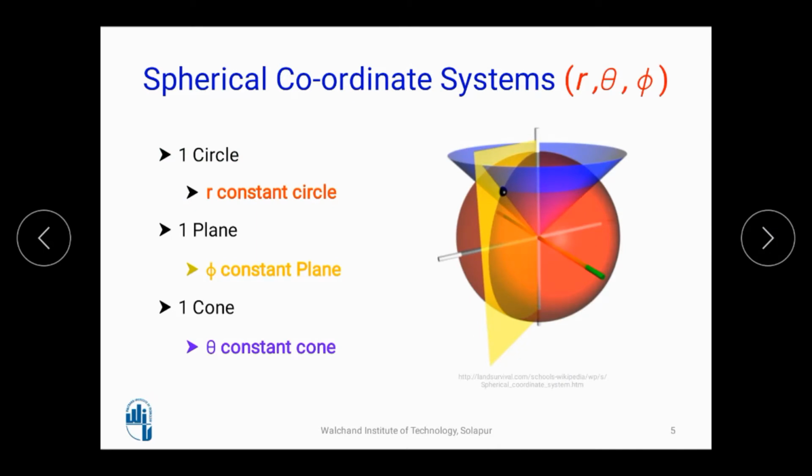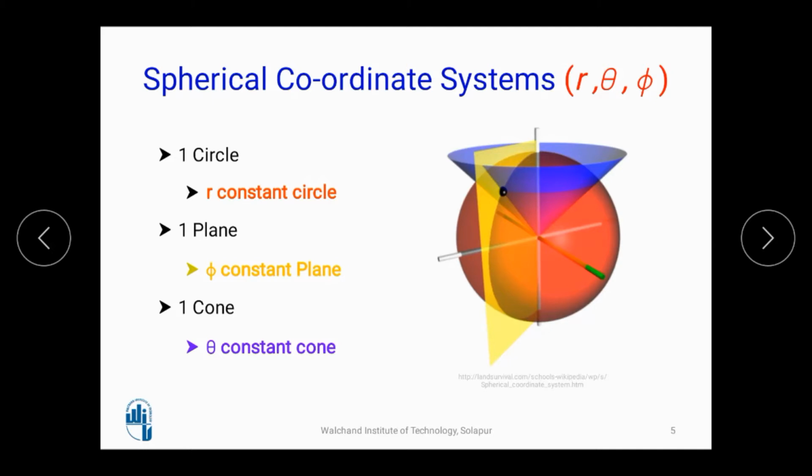So what is the spherical coordinate system? Spherical coordinate system consists of r, theta, phi. So what is r? It consists of an r constant sphere. I'll try to correlate the colors with whatever is written here. So it forms an r constant sphere, a plane which is in yellow color, which is the phi constant plane, and a theta constant cone which is shown in violet color.